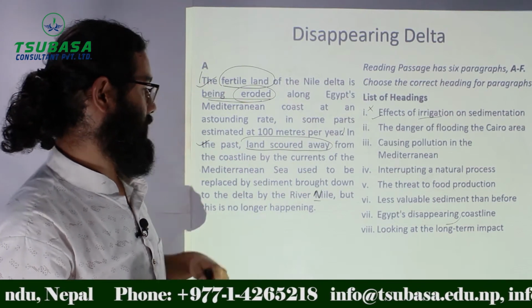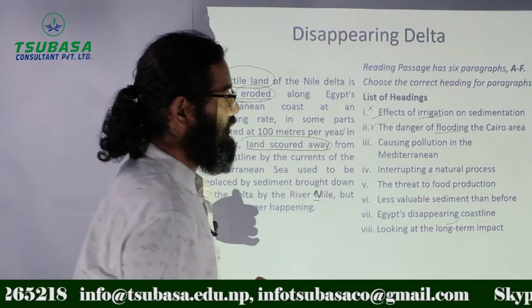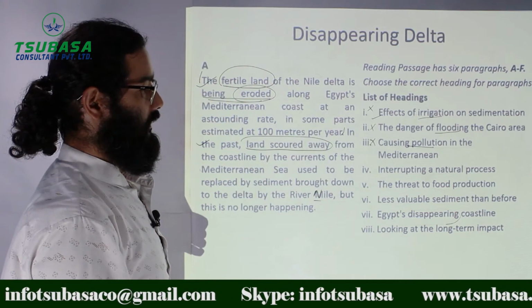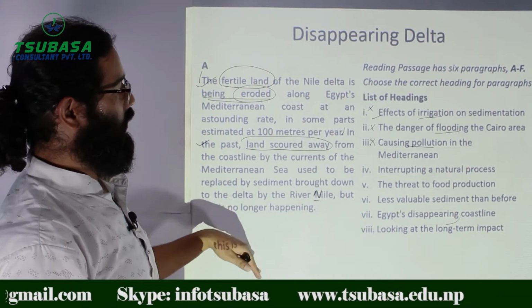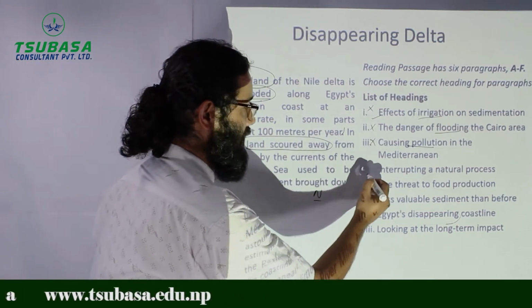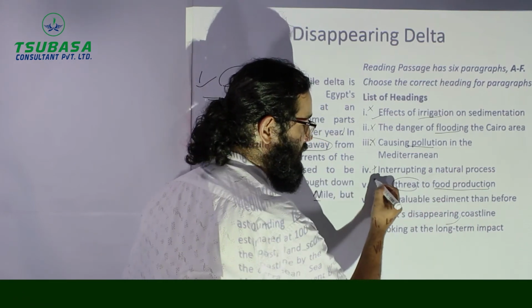The danger of flooding, I mean, it doesn't talk about danger of flooding. So this cannot be an answer. It does not talk about pollution. Interrupting a natural process, it in no way talks about interruption. It just talks about the land being eroded. So this cannot be an answer. It does not talk about food production or trade. This cannot be an answer.